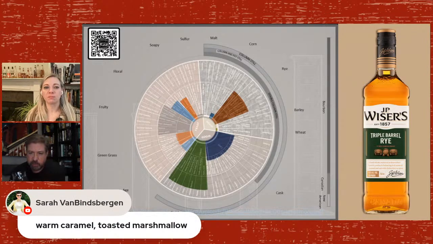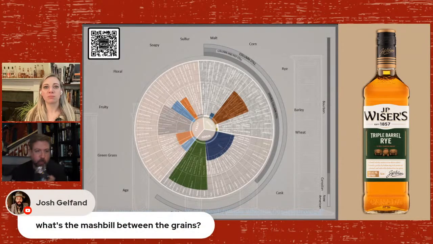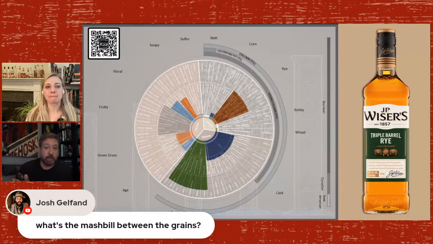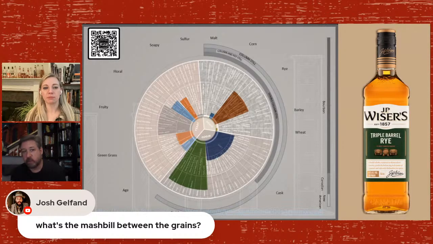Josh just asked what the mash bill was before I said it, but I'll say it again, just in case you didn't hear: 60% once column distilled rye, 37% of that soft corn, 3% of the pot distilled wheat. So you're getting all the rye spice up front. You're getting a lot of that corn, a little touch of breadiness in the background.